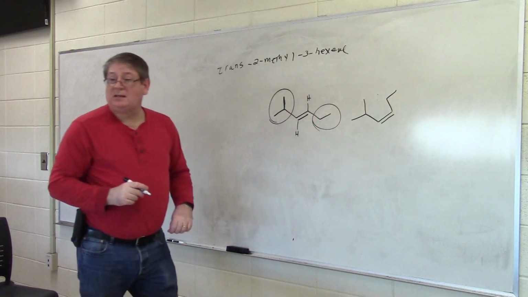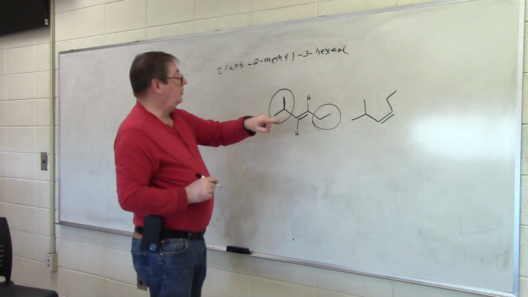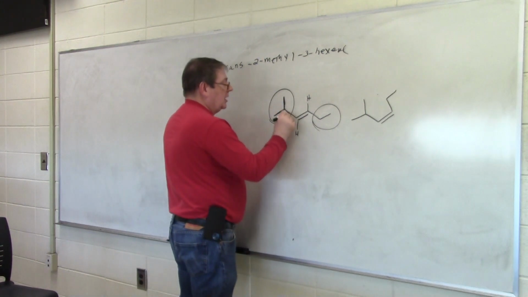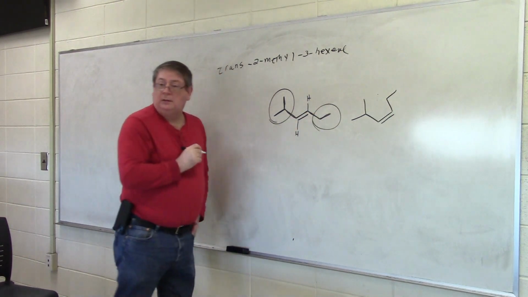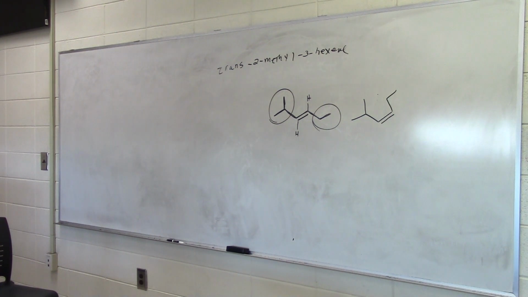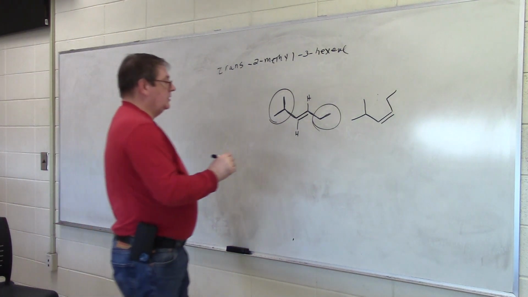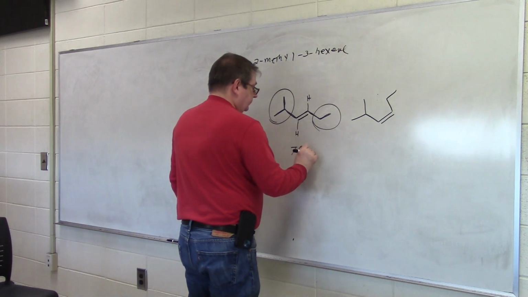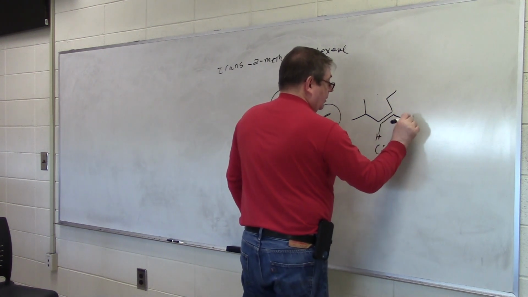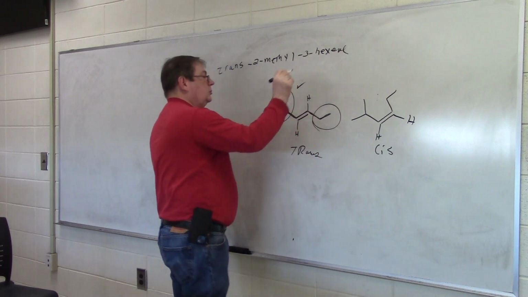Which would have been cis, right? 2-methyl-3-hexene. But I kind of took care of it in my original drawing with the zigzags. We're going to give you that kind of automatic. So this is trans. This would be cis. And this is the one that you were looking for.